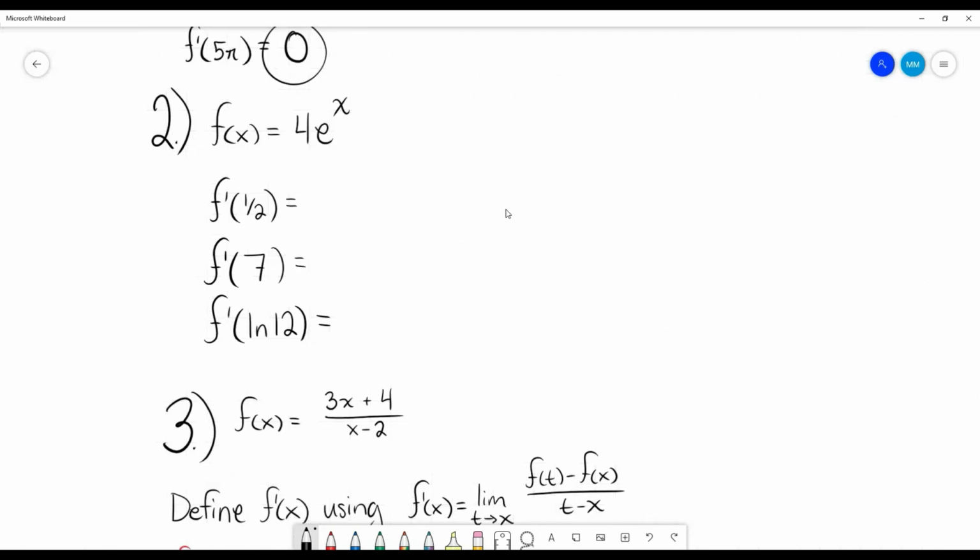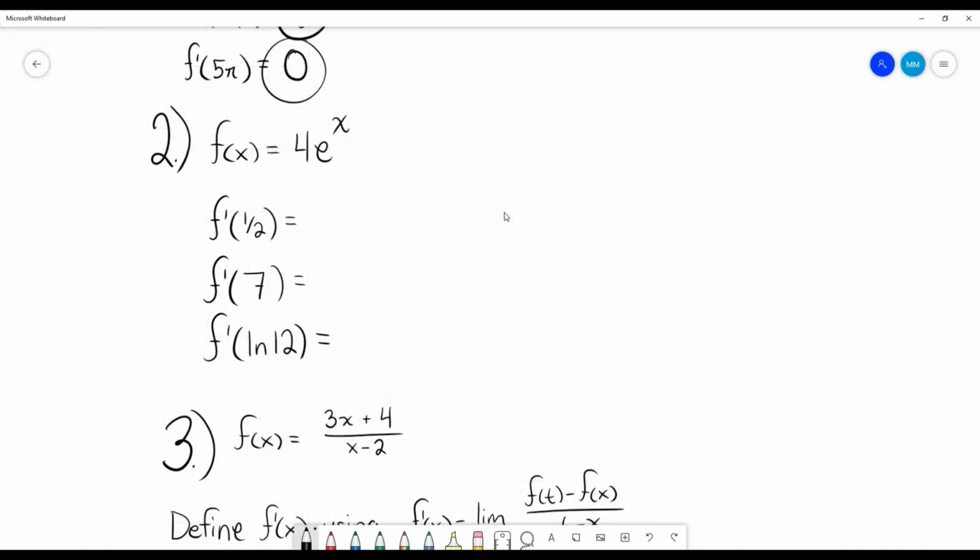All right. Let's take a look at this next one. It says if f of x is equal to 4 times e to the x, we want to find the derivative at these x values. And this seems really intimidating. E tends to be a little intimidating for a lot of people. But it's really no different than if we had pi or whatever, and e is actually easier for us to work with.